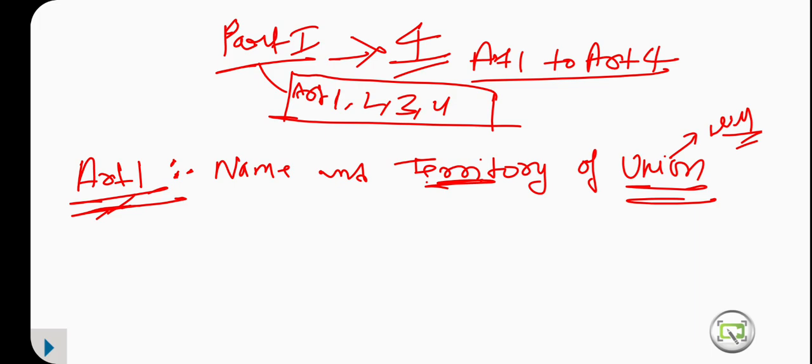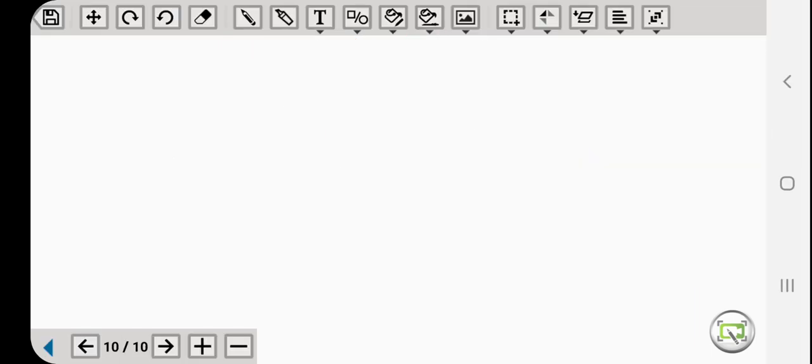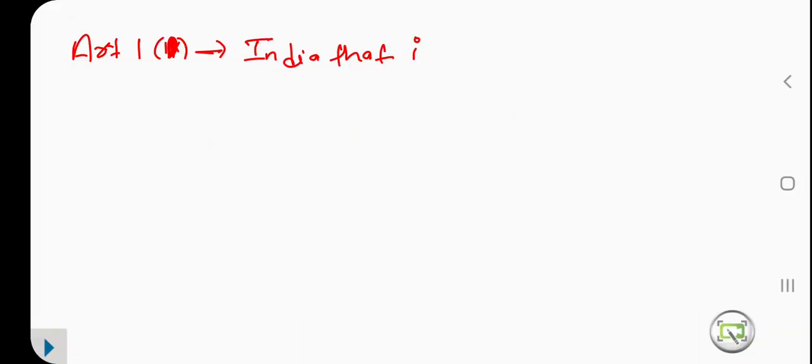Also we will study the territory of India, meaning what kind of territory can exist in the Union. Normally we know that in India there can be states. There can be union territories that are under the control of the central government. Can any other territory exist in India except states and union territories? Yes, there is another type of territory that can exist in India, that is the acquired territory. So when we go through Article 1, then we will study this.